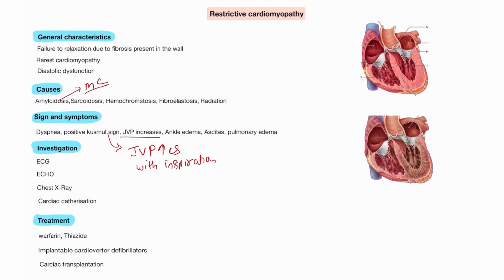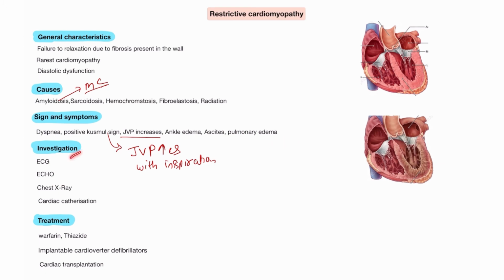Now you will understand what Kussmaul breathing is. Kussmaul breathing occurs in diabetes mellitus. This is not Kussmaul breathing. It is a Kussmaul sign, which is the increase of JVP with inspiration. Meaning jugular venous pressure increasing with inspiration is called Kussmaul sign. So a positive Kussmaul sign is present in restrictive cardiomyopathy. Also, ankle edema, ascites and pulmonary edema occur. You will see these in a patient with restrictive cardiomyopathy.